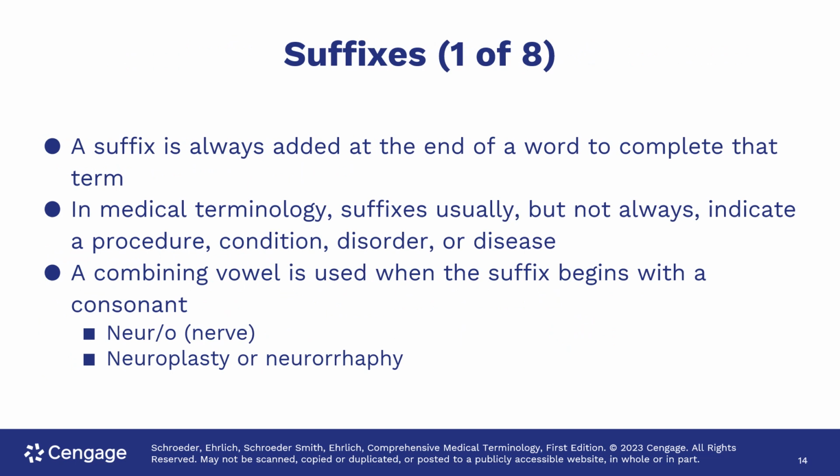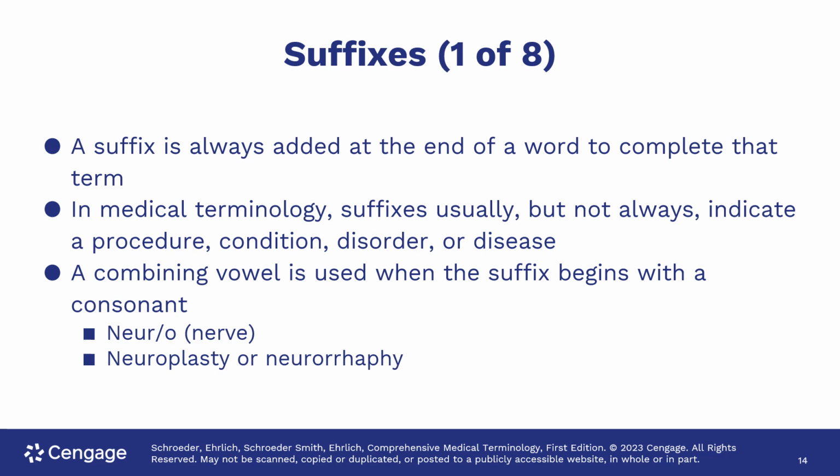The suffix, just like any other word in English language, comes at the end of the word root. It can tell you which procedure, condition, or disease we're talking about in relationship to the word root. A combining form or vowel is used when a suffix starts with a consonant. Remember, if there's no vowel, add it. If there is, you don't need it, right?